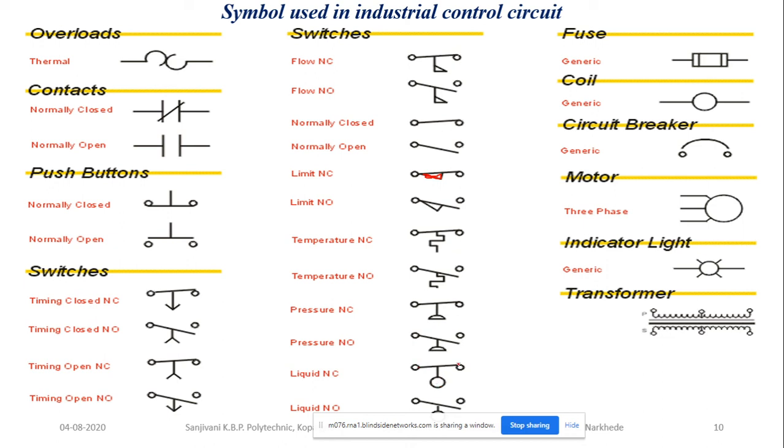If I want to measure the level, or control a certain application with the help of the level of liquid, I connect a float over here. If I use a timer, the symbol for timer is this one. For timing NC we show the downward arrow, and for NO we show the upward arrow over here. Then circuit breaker: the symbol of circuit breaker is a small circle with a half circle over here. And these are the symbols of your transformer. So these are the commonly used symbols.